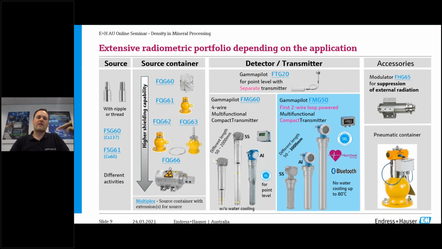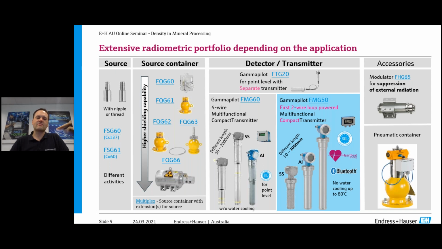I spoke about the extensive portfolio that we have at Endress+Hauser, and in the radiometric area alone, we have a really extensive portfolio that will fit a lot of applications out there. With the radiometric measuring principle, you require a source, which creates the radiometric waves. That source needs to be stored in a source container, and we have different containers depending on the strength of the source and the shielding capability.